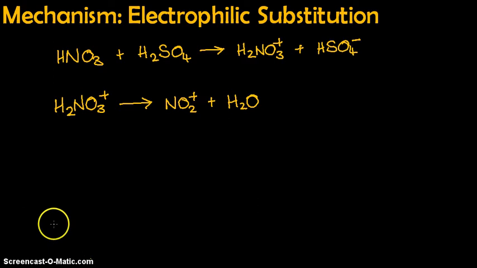The next thing we're going to look at here is the actual mechanism of the substitution. To do this, we start off with our benzene ring and our electrophile, which we've just generated above, which is this NO2 species. Now notice where I'm putting this positive charge. It's on the nitrogen atom, and that's our electrophile.